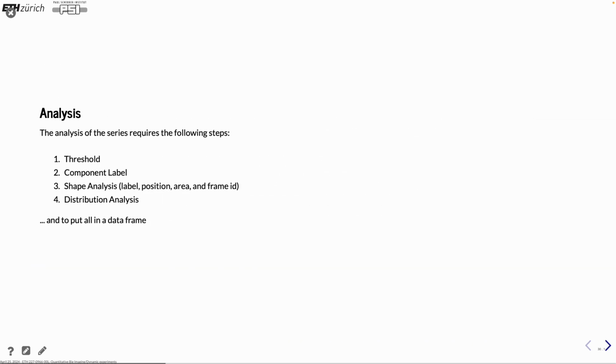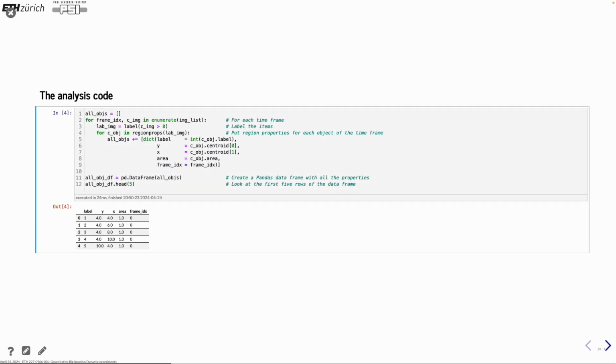So what we need to do for this analysis, first of all, we need to do some thresholding to identify where we have our dots, component labeling to identify the individuals, possibly do some shape analysis or distribution analysis, and then put all that into some data frame or table to handle it for further analysis. So this is what's happening here. We are creating this information for each region, and we get this nice table where we have the positions, area, and frame of the index of the frame.